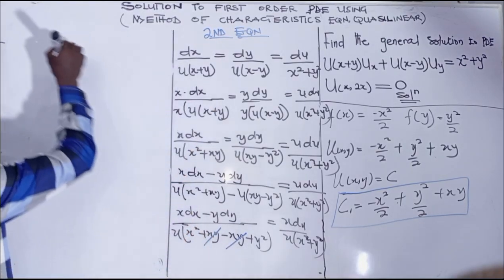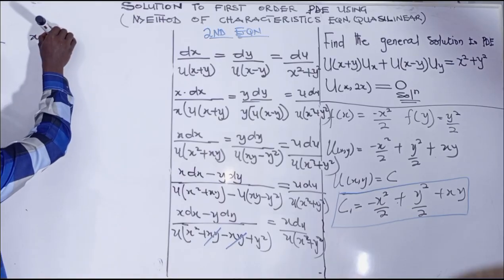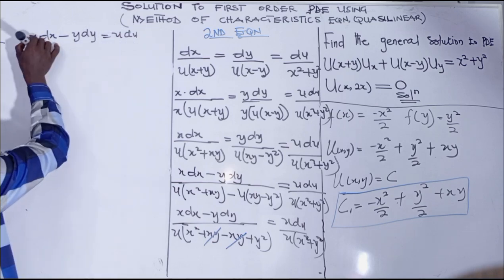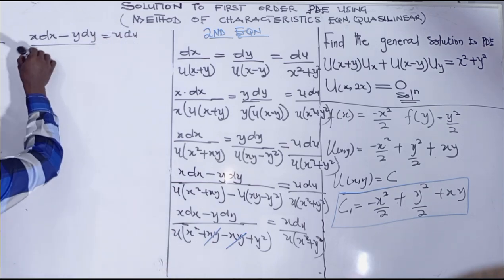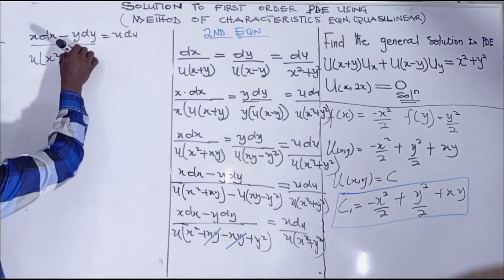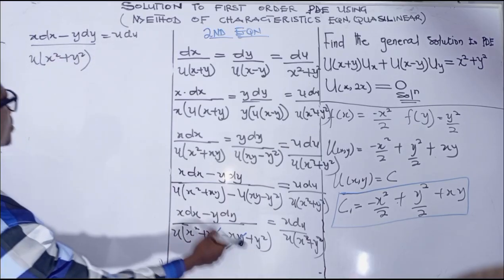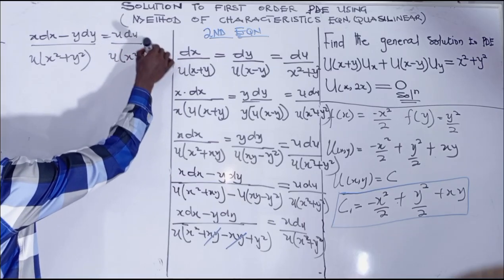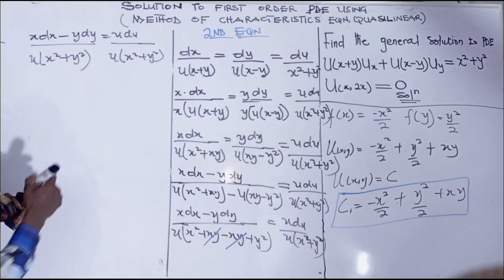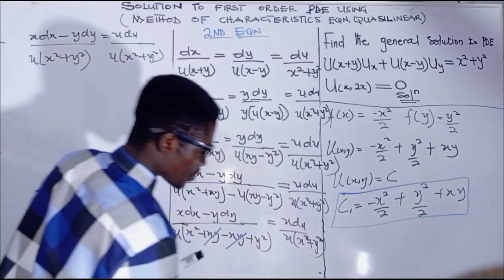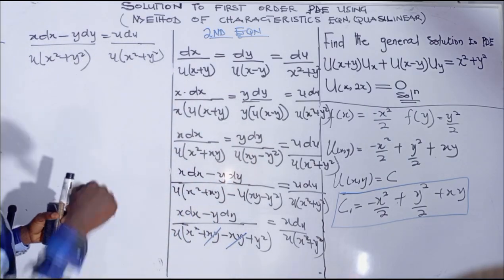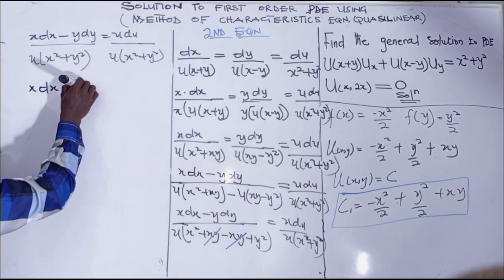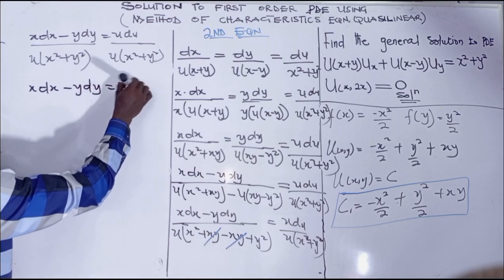We are left with x dx minus y dy is equal to u du over u(x squared plus y squared), and this is also over u(x squared plus y squared). So we can see that the denominators are the same, and if the denominators are the same, we can just simply equate their numerators and then integrate. So we can say that our x dx minus y dy is equal to u du.